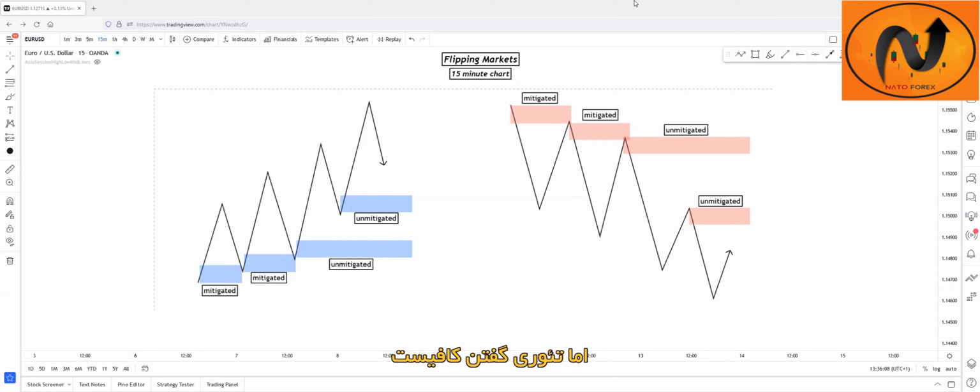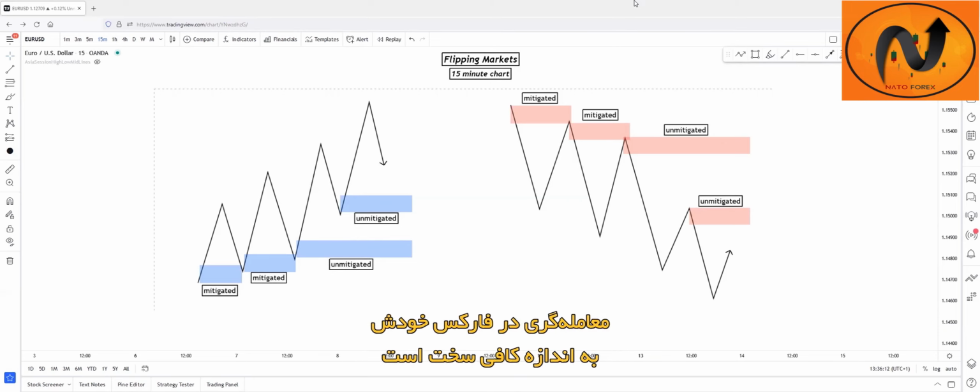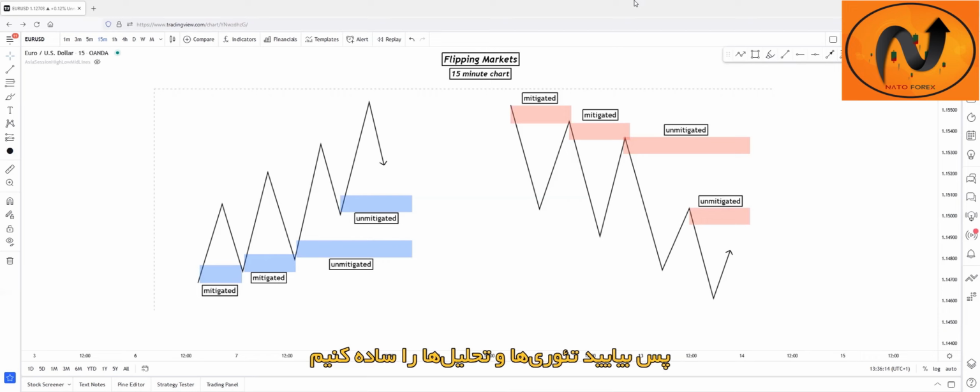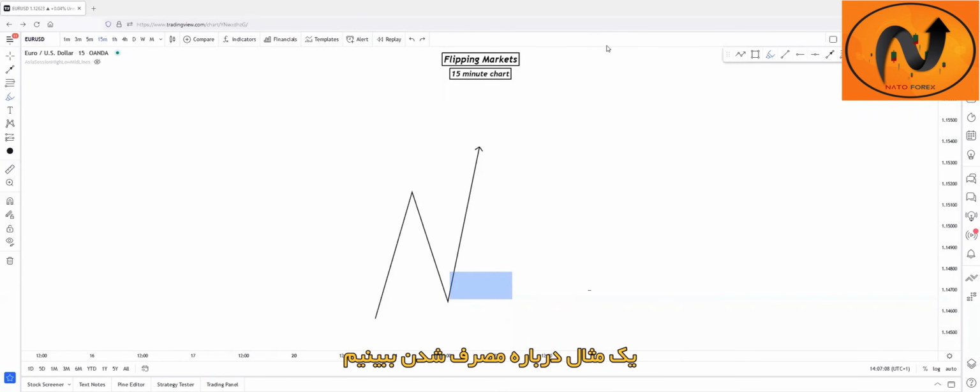But okay, that's enough of theories. We don't really want to overcomplicate things. Forex trading is hard enough, so let's keep the theories and analysis simple. Okay, let's see an example for the mitigations.